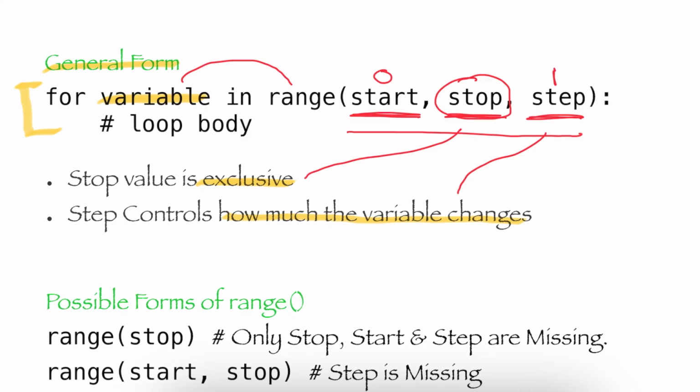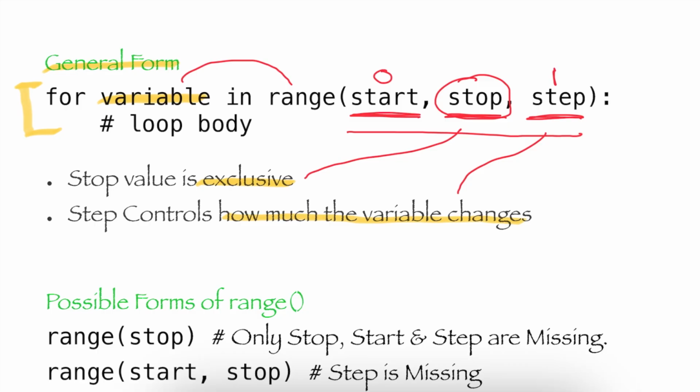Now let's talk about the range function itself in more detail. Range is a built-in Python function that generates a sequence of numbers. It's most commonly used with for loops when we want to repeat something a specific number of times. By default, the numbers produced by the range function start from the start value, or 0 if missing, go up to but do not include the stop value, and increase or decrease by the step value.